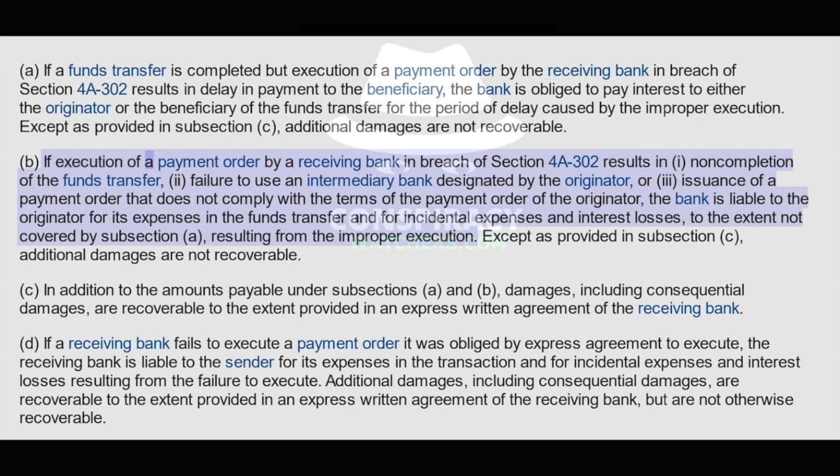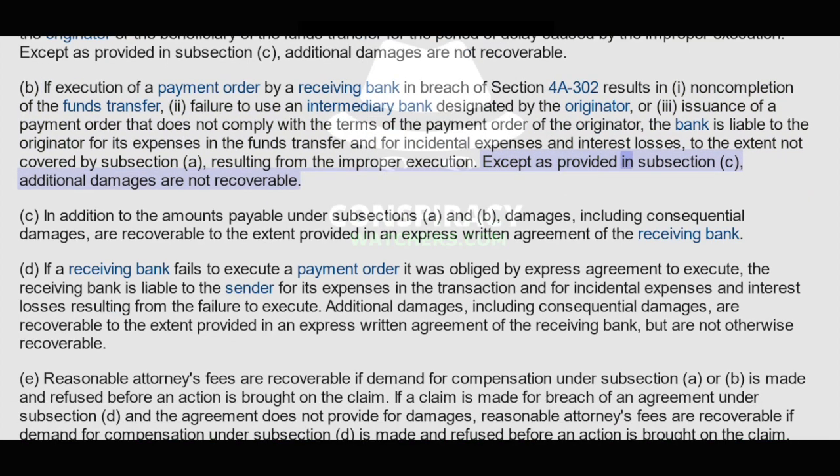If execution of a payment order by a receiving bank in breach of Section 4A302 results in non-completion of the funds transfer, failure to use an intermediary bank designated by the originator, or issuance of a payment order that does not comply with the terms of the payment order of the originator, the bank is liable to the originator for its expenses in the funds transfer and for incidental expenses and interest losses, to the extent not covered by subsection, resulting from the improper execution. Except as provided in subsection, additional damages are not recoverable.